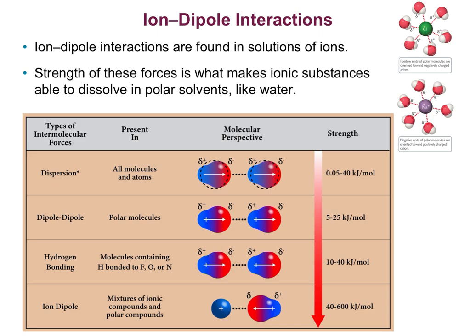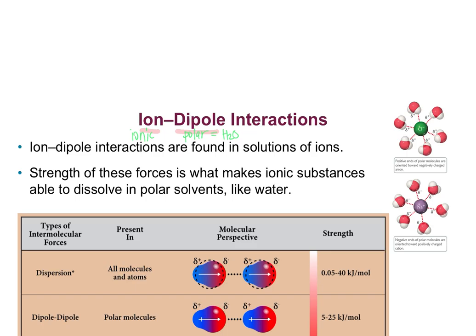The last type of intermolecular force, which you won't really see much in this chapter, but you are going to see in chapter 13 on solutions, is the ion-dipole interaction. This happens specifically when you have a polar substance and an ionic compound. Usually that polar substance is water. What happens is when we have an ionic compound, let's look, I'm going to draw something that looks like salt.